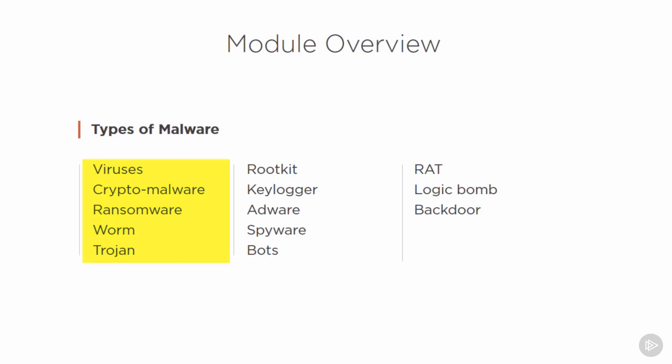We'll talk about worms and Trojans. We'll talk about rootkits, keyloggers, adware and spyware. Also the bots or botnets that I mentioned previously. We'll talk about RATs, right? Remote access tools or remote access Trojans. We'll talk about logic bombs and also backdoors. So let's go ahead and get started.